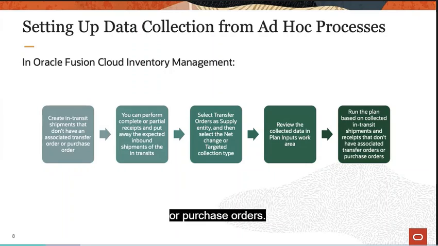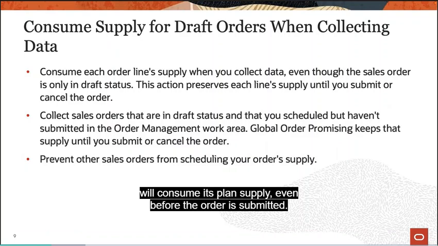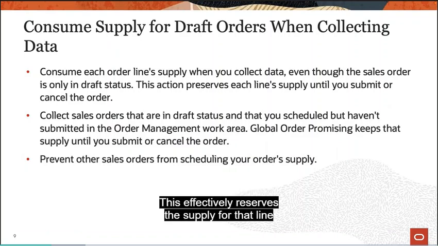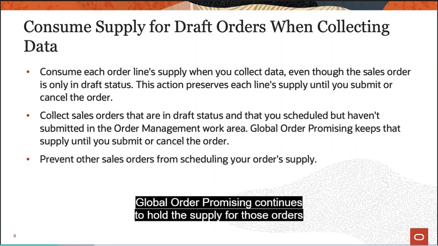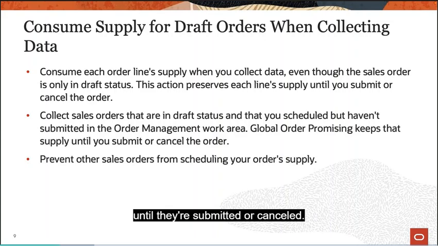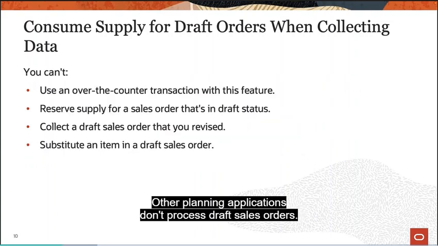When you collect data, each draft sales order line will consume its planned supply, even before the order is submitted. This effectively reserves the supply for that line until you either submit or cancel the order. You could also collect scheduled draft sales orders that haven't been submitted from the order management work area. Global Order Promising continues to hold the supply for those orders until they're submitted or canceled. As a result, other sales orders can't schedule against that same supply.